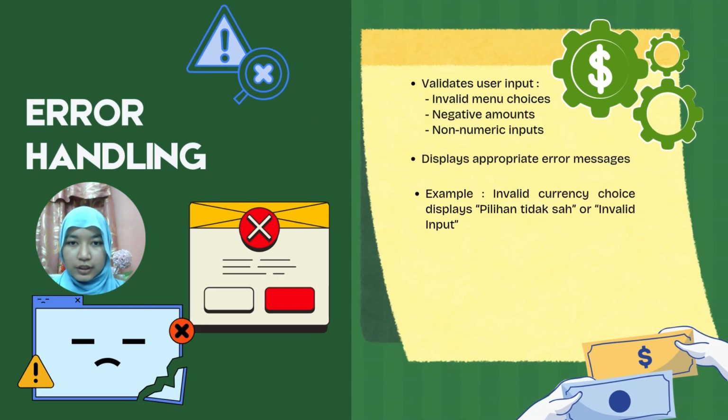Most importantly, it includes robust error handling to validate user input like invalid menu choices, negative amounts, or non-numeric inputs, to trigger and display appropriate error messages and prompt the user to try again. For example, entering an invalid currency choice displays "pilihan tidak sah" or invalid input, ensuring a smooth user experience.